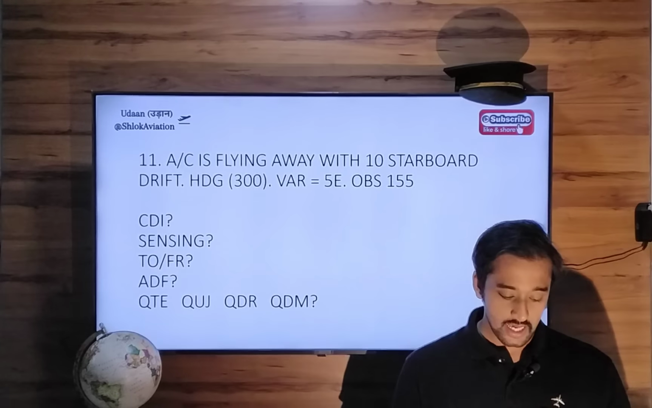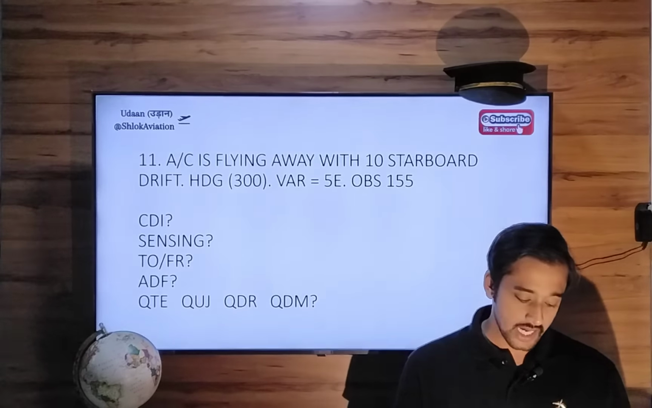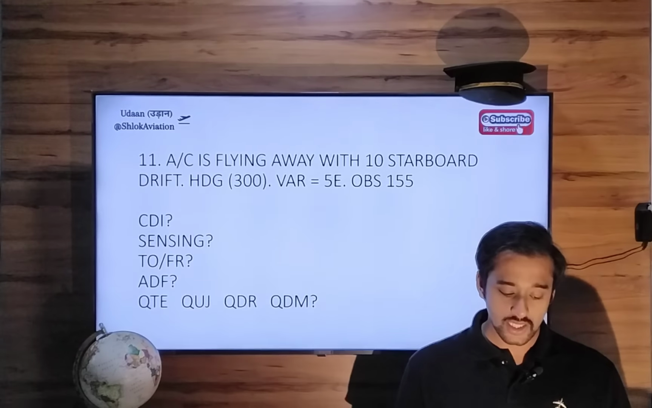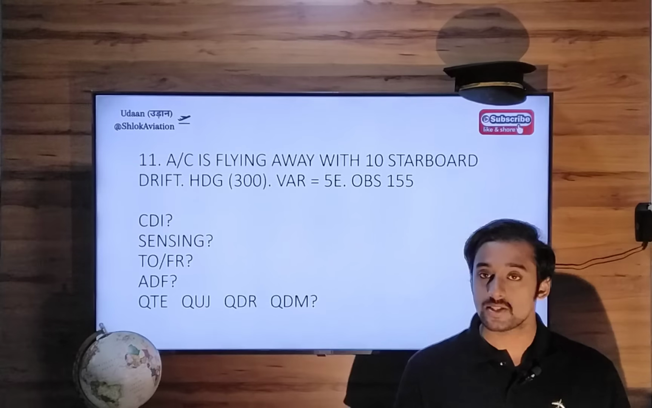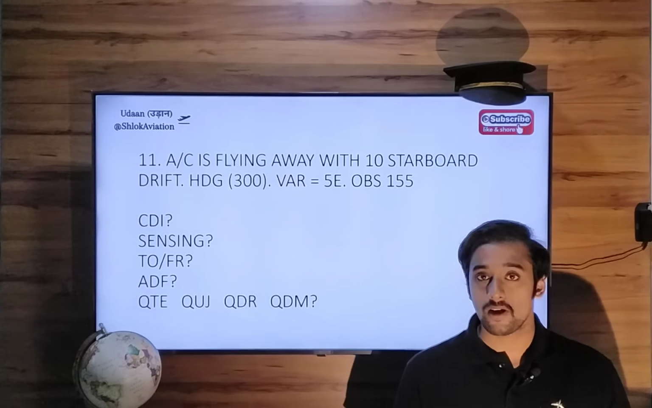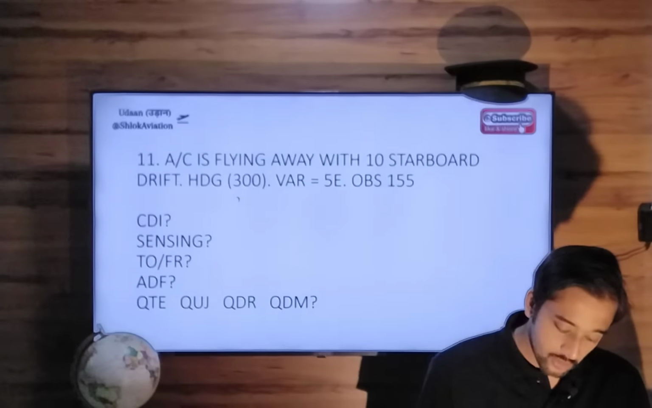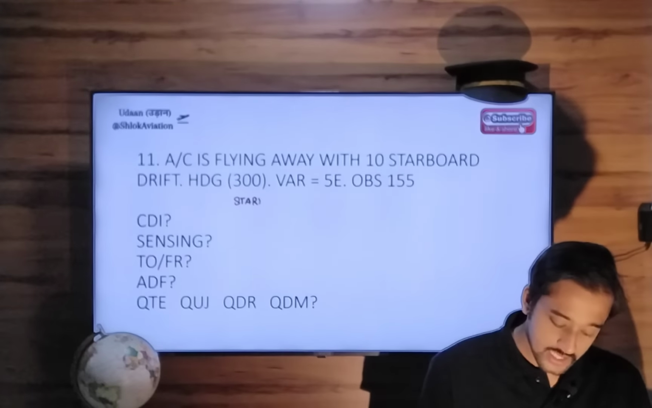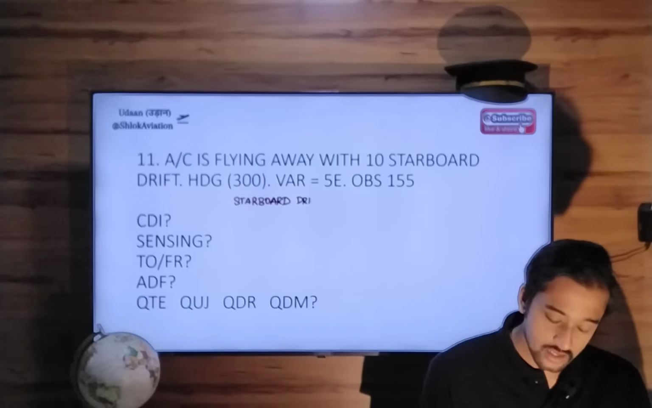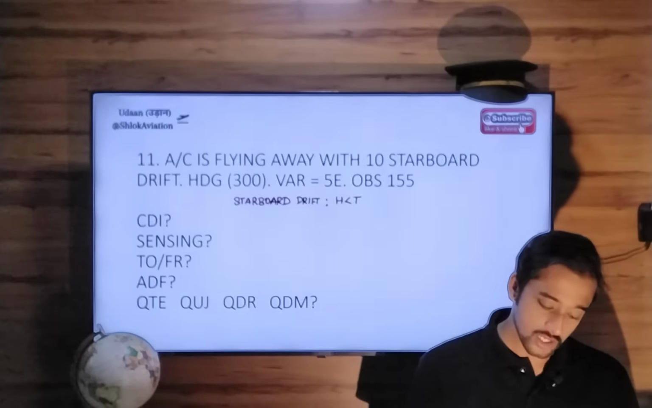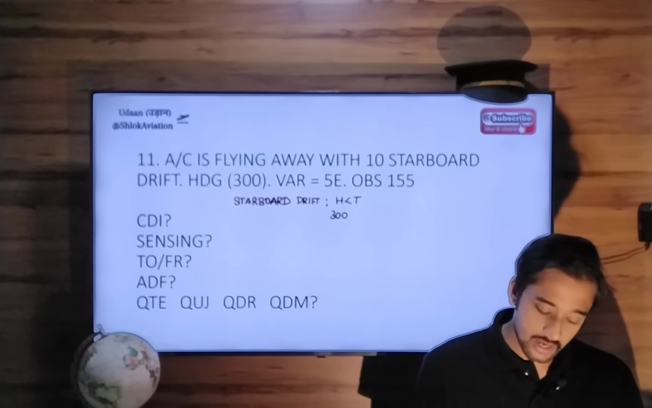Question 11. Aircraft is flying away with 10 degrees starboard drift. Heading is 300. Variation is 5 east and OBS is 155. So now starboard drift. If there is a starboard drift, that means your heading is less than track. Now heading is how much? 300. So track will be how much?